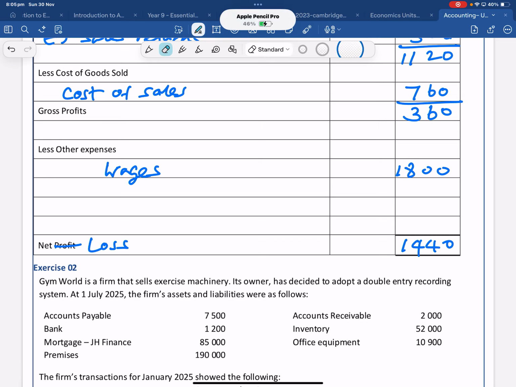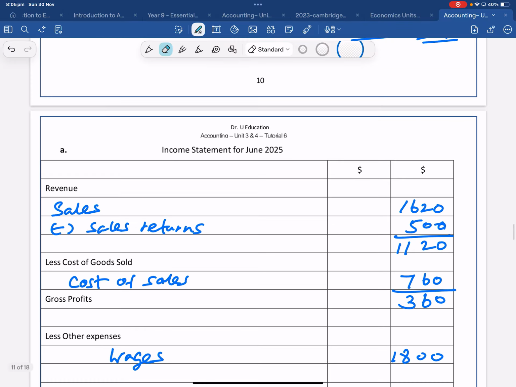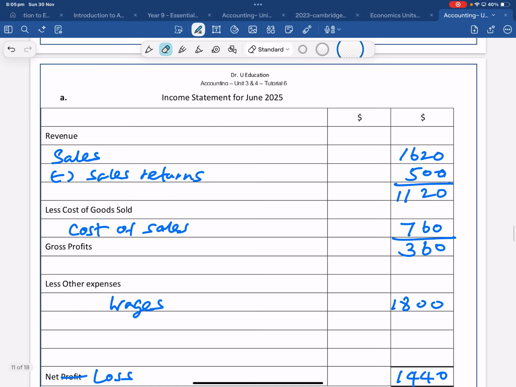Good. Now if you want, we can do the balance sheet for this one as well. Yes, we have assets, liabilities and owner's equity. That's it.